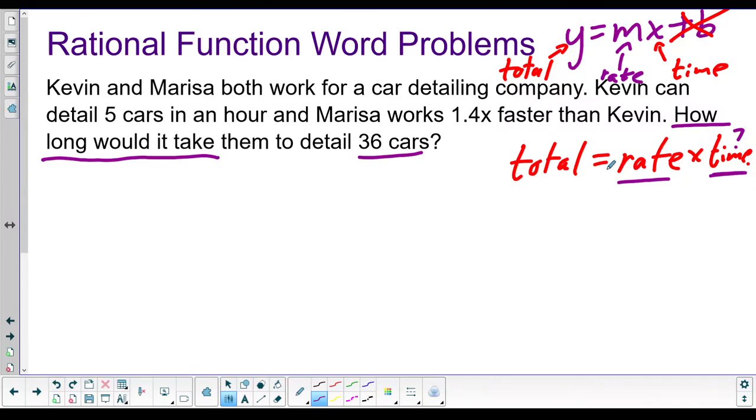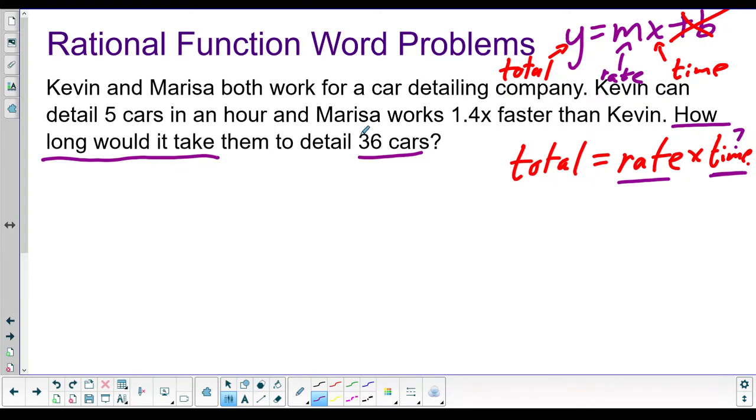Okay, so you take it to Kevin and Marissa and they clean up your car. Kevin can detail 5 cars an hour, and Marissa works 1.4 times faster than Kevin. She's been on the job a little longer, so she's a little quicker. We want to know how long would it take both of them together. So they're both on shift today. They come into the shop. They each get their little bay with their wipes and their vacuums and stuff. How long is it going to take them to do 36 cars?